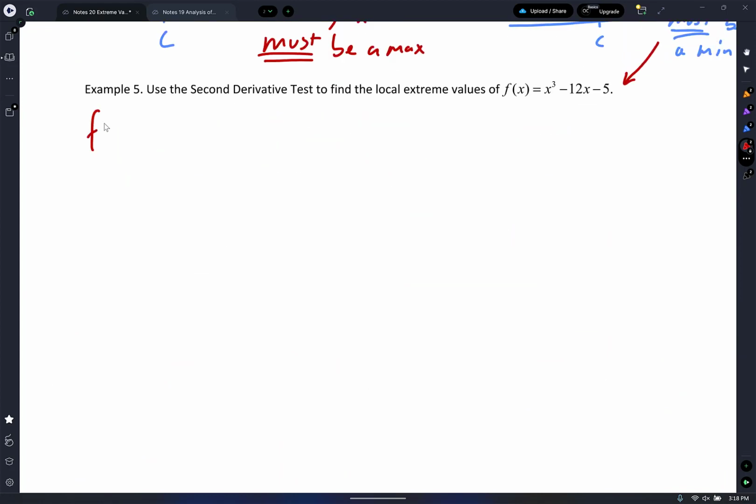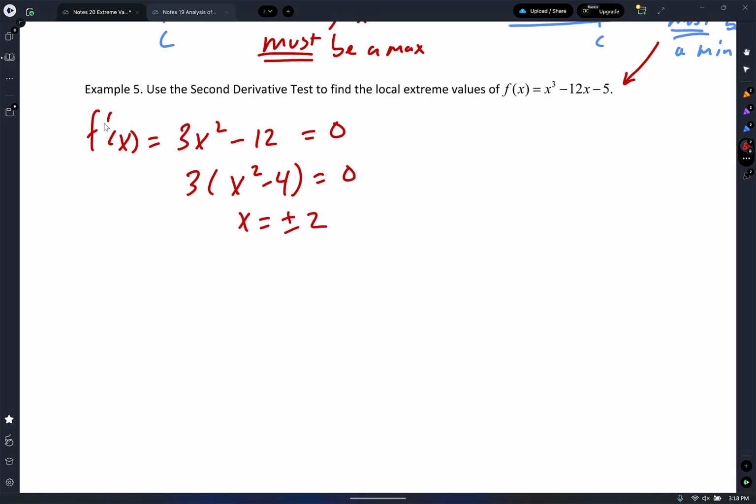So I'm going to write f prime of x. I'm finding my critical numbers first. 3x squared minus 12. I'm going to set that equal to 0. Factor out a 3. X squared minus 4 equals 0. X equals plus or minus 2. Those are my critical numbers.